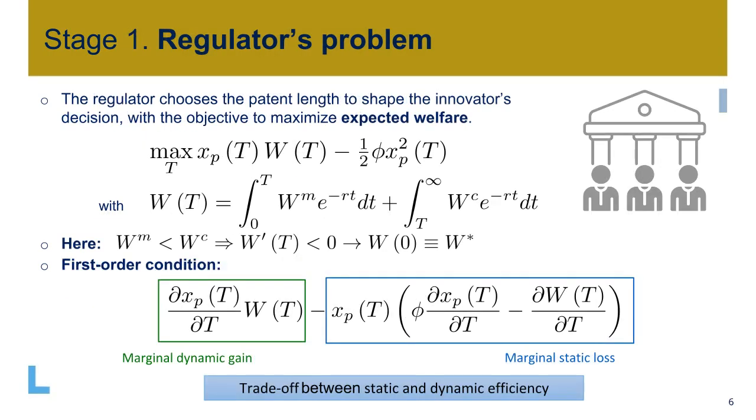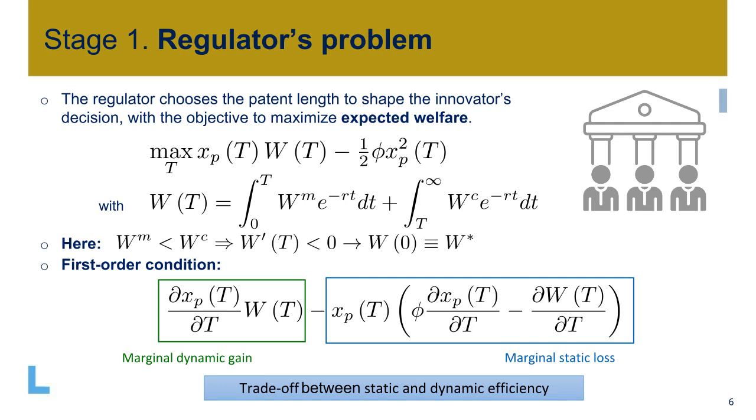Now we move to the regulator's problem. The regulator chooses patent length, anticipating how the innovator will react. Expected welfare is the probability of success, x, times the present value of welfare if the innovation occurs, W of t, minus the R&D cost, which itself depends on the R&D effort that the innovator will choose given the patent length. Here, because welfare becomes larger once the patent expires, extending the patent reduces welfare per period for a given innovation. After rearranging the first-order condition, we see that it splits neatly into two parts.